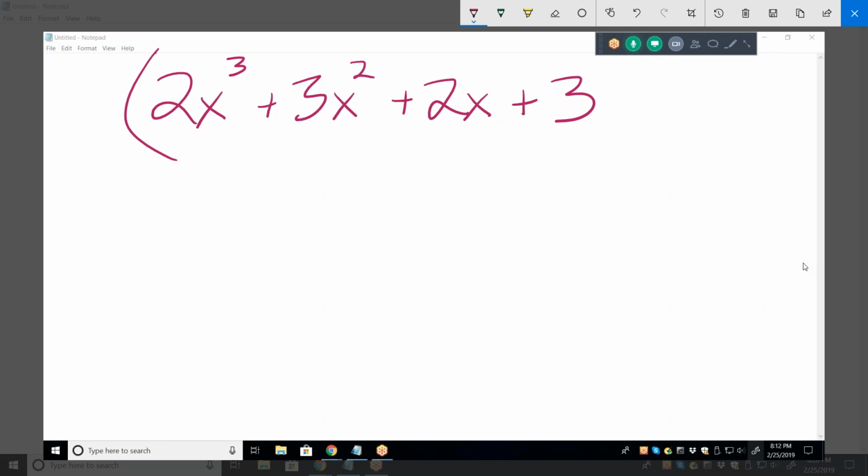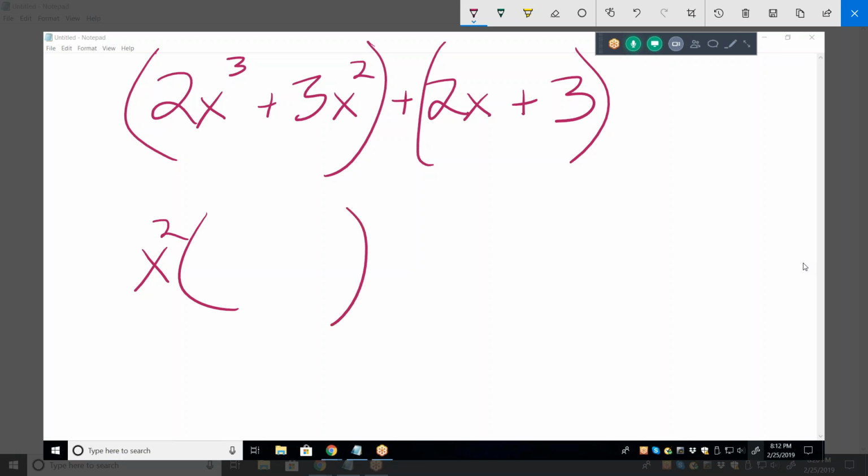I'm going to group those two terms together, and I'm going to group those two terms together. And then I'm going to treat them separately. Now let's take the expression in the left parentheses. Can you take a greatest common factor out of that? x squared. Okay. So I'm going to put x squared there. What's left over? 2x, 2x plus 3.